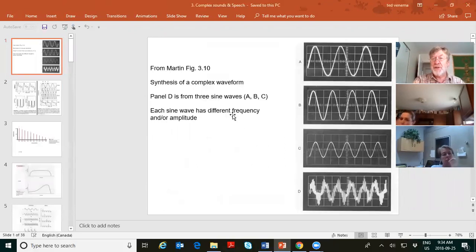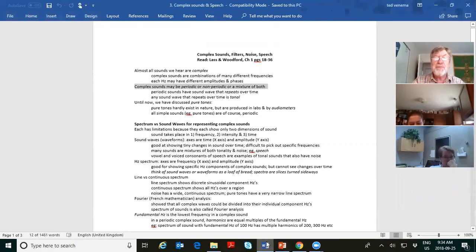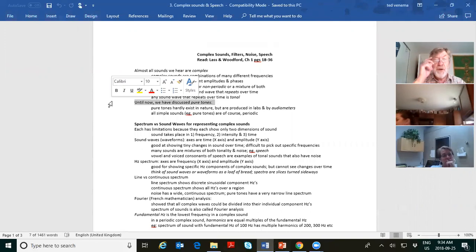Back home now, look at the top here and compare. Look at the repetitive pattern over there. Okay, back to our notes. Until now, we've discussed pure tones. Pure tones hardly even exist in nature. They're produced in labs and by audiometers. All simple sounds, pure tones, are, of course, periodic. But the only time we really hear pure tones is when you're listening under headphones in a hearing test.